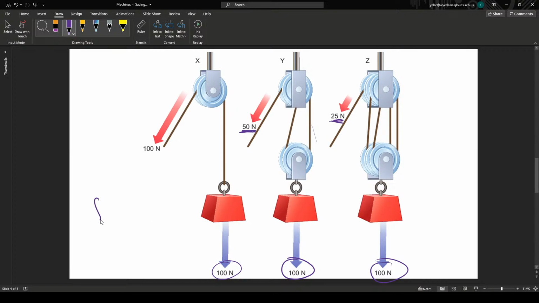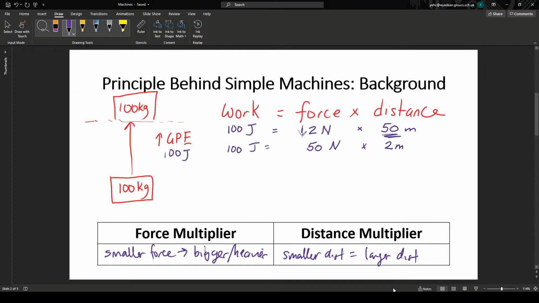So once again, pulleys are also force multipliers, because they allow us to take a smaller force, such as 25 newtons, to lift a larger force, such as 100 newtons. And this all goes back to this work equals force times distance formula, where if you increase the distance, you are lowering the force that is required of you.